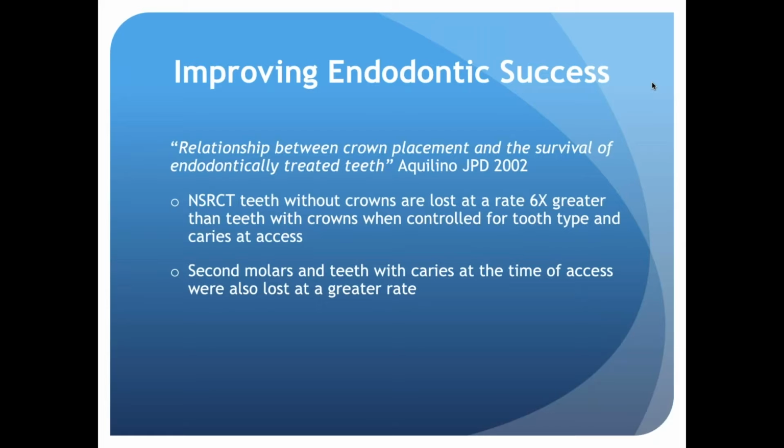Teeth with large caries, large restorations, you have a big MOD, you've lost a lot of the supporting structure that gives that tooth integrity. If you've taken away your marginal ridges, especially in a molar or a premolar, you've really lost a lot of the structural integrity of that tooth. That's why it's so important to place a coronal restoration on a tooth after doing a root canal.